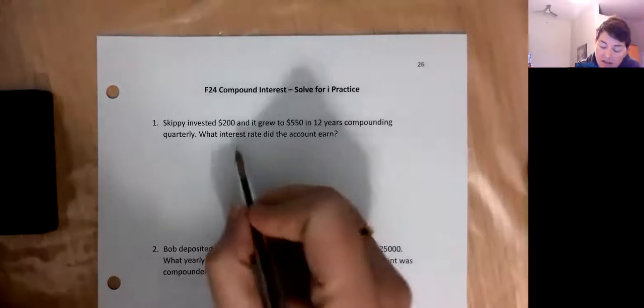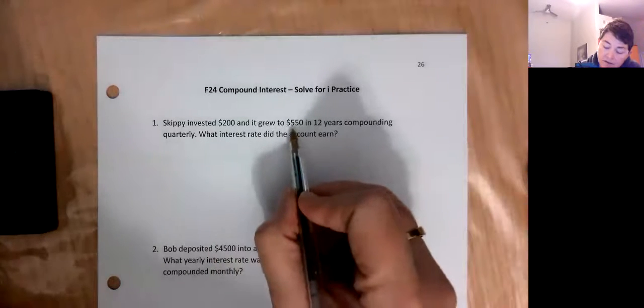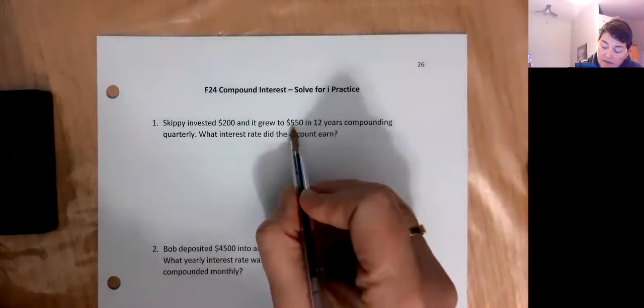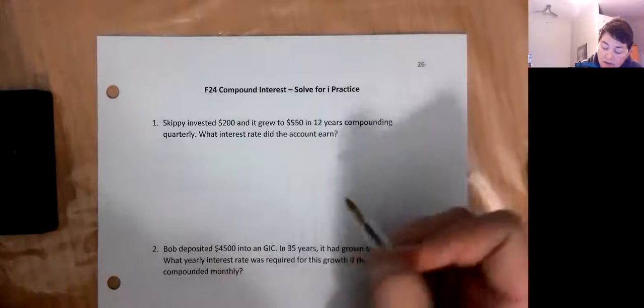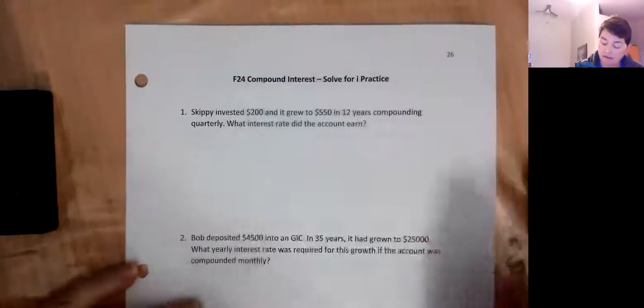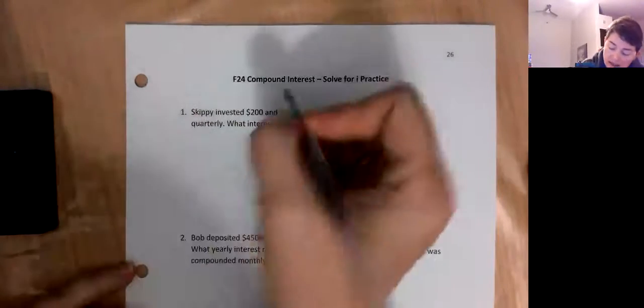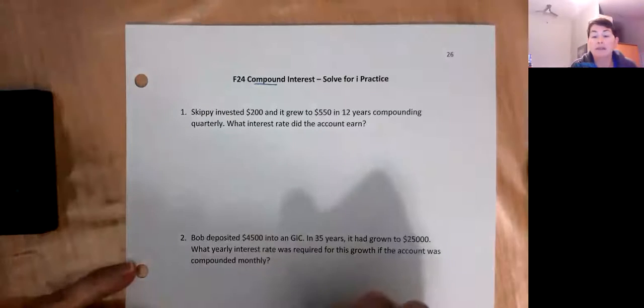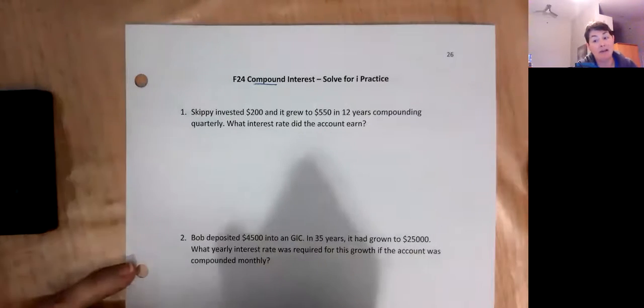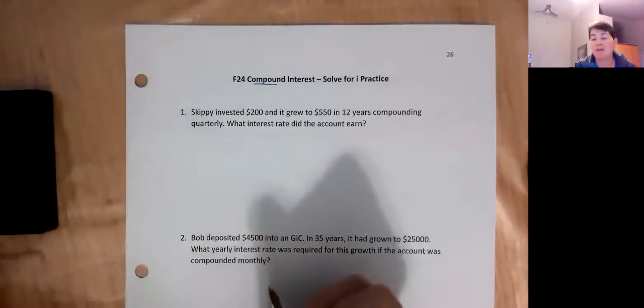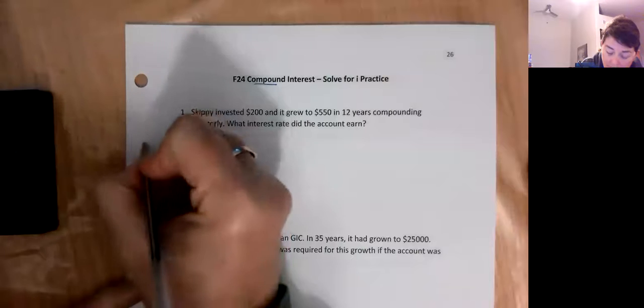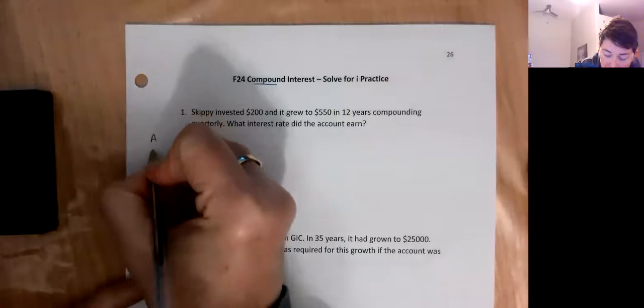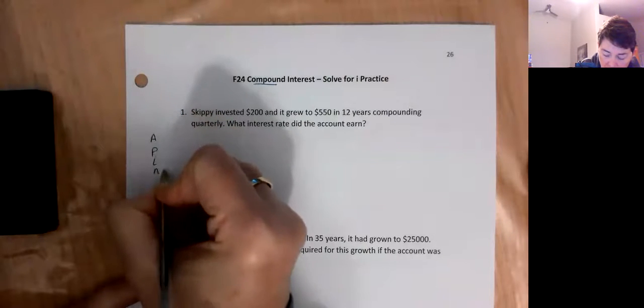All right, Skippy invested $200 and it grew to $550 in 12 years, compounding quarterly. What interest rate did he earn? Okay, so this is compound interest. I'm circling that because I'm doing these out of order and I have to take a moment and think, which one of our formulas? So this is the nice one. This is A = P(1+i)^n.